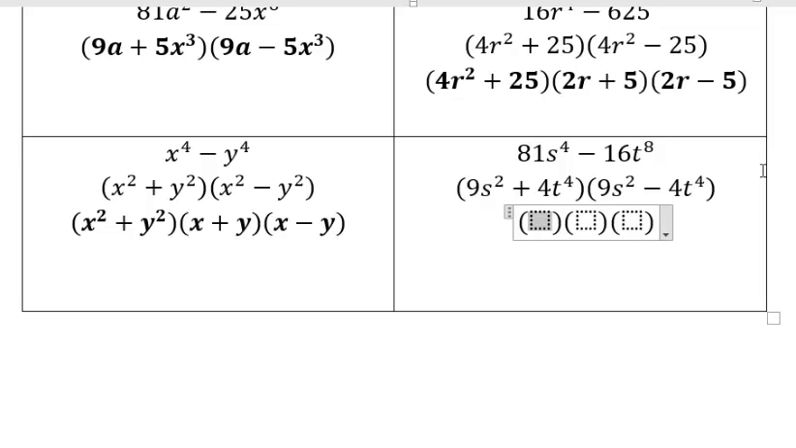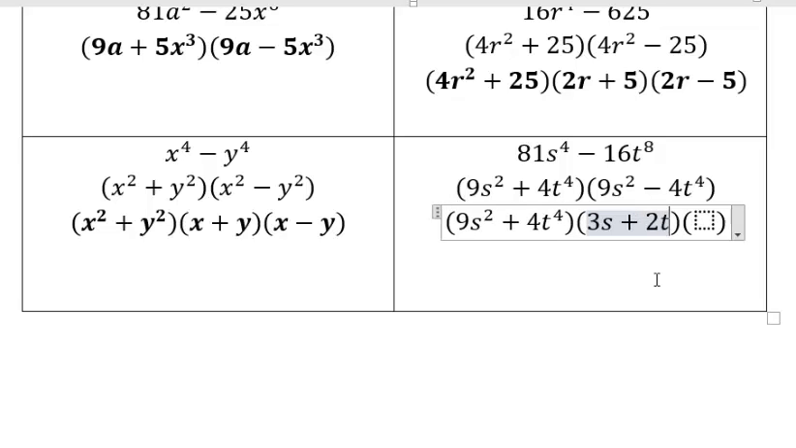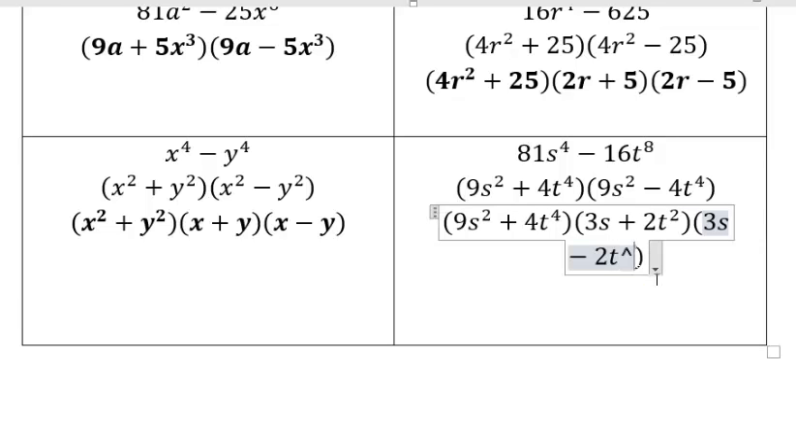So first I copy the one with plus, because I cannot use the process in the one with plus. Then I'm going to get the square root of 9 is 3, square root of s2 is s, plus square root of 4 is 2, square root of t4 is t2. I'm going to put the same thing with a minus.